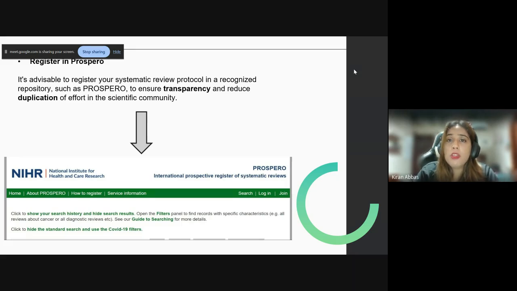The reason why we use Prospero is because we want to make sure that the scientific community knows that we are conducting a systematic review or a meta-analysis on a certain topic, and we will be finished by this date, and then they would know not to recreate it, like they would know not to duplicate it.